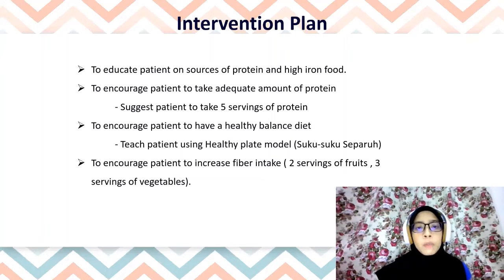Next is to encourage patient to have a healthy balanced diet by teaching patient to use the healthy model, which is suku-suku separuh, which will be easier to explain to patient how to have a proper meal distribution and at the same time a healthy balanced meal. Next is to encourage patient to increase fiber intake, which is 2 servings of fruits and 3 servings of vegetables, as it can help patient to control the portion size of a meal.